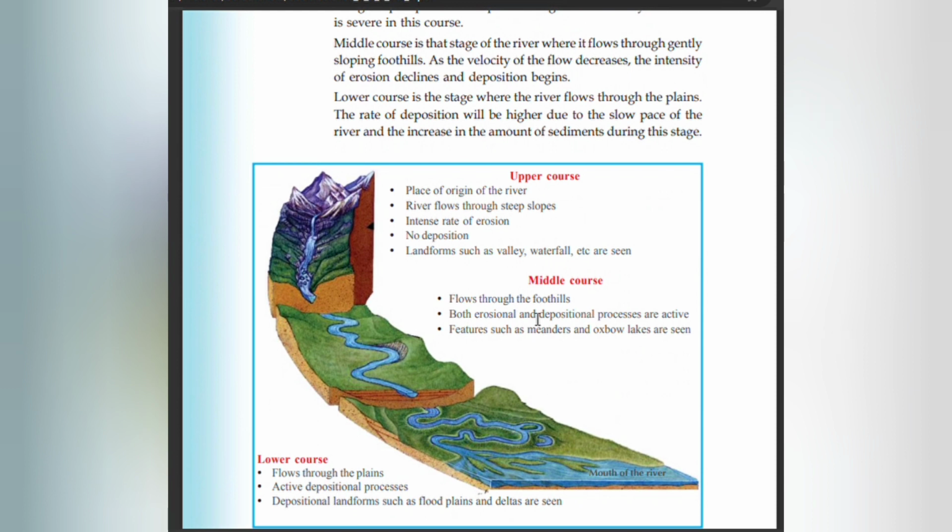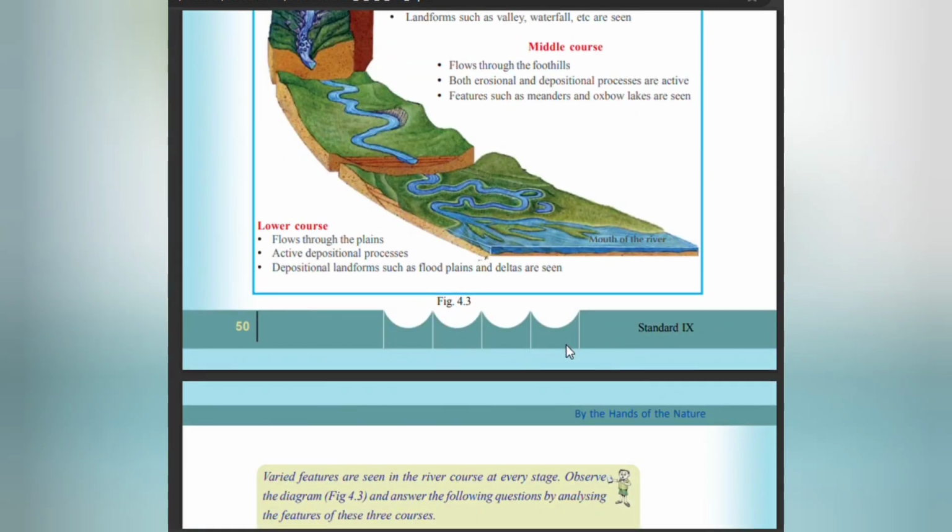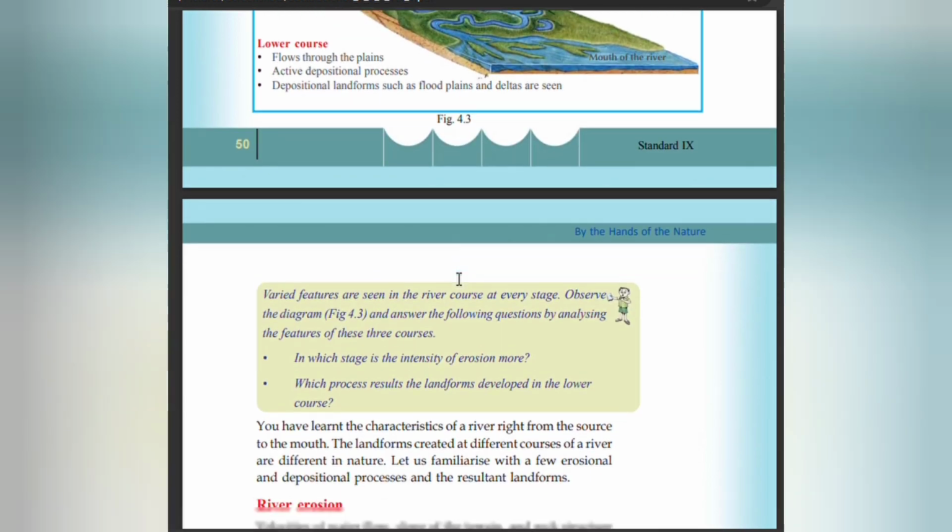Middle course flows through the foothills. Both erosional and depositional processes are active. Features such as meanders and oxbow lakes are seen. Lower course flows through the plains. Active depositional processes. Depositional landforms such as flood plains and deltas are seen.